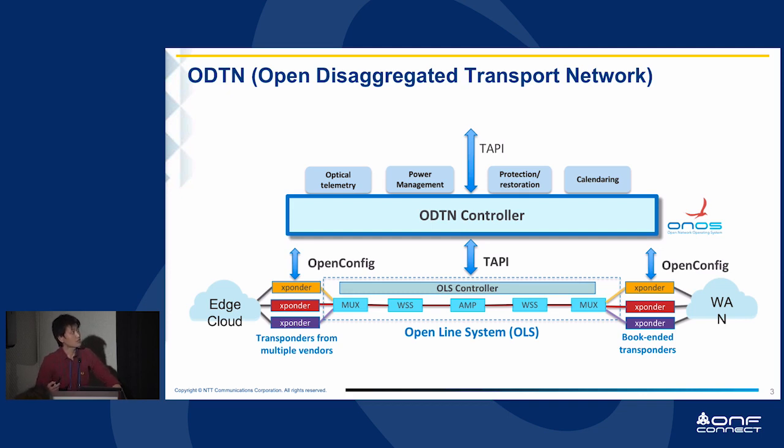And to achieve this kind of open transport network controller, which can configure multi-vendor devices, we need to use open APIs, and we decided to use Transport API and OpenConfig. As a northbound interface, we select Transport API over RESTCONF, and as a southbound interface, we select OpenConfig for configuration of transponders over NETCONF, and also Transport API over RESTCONF.